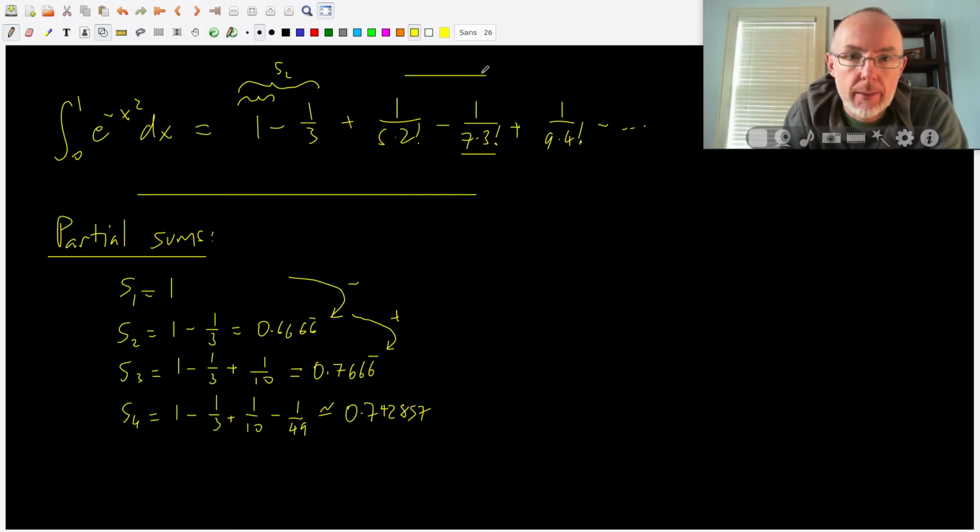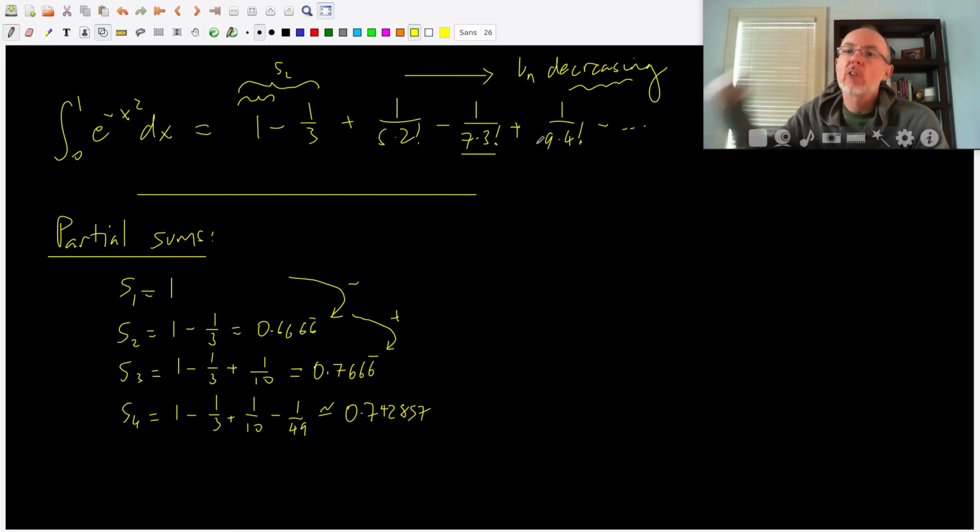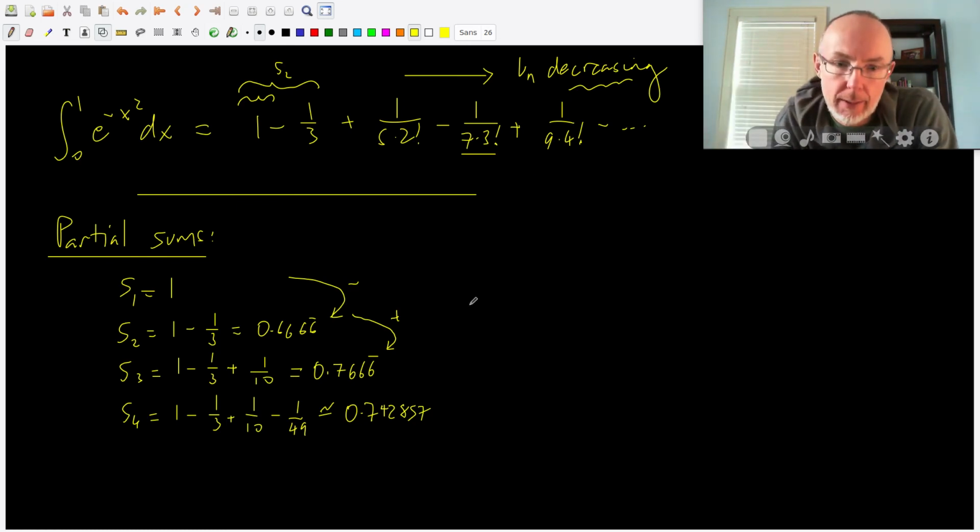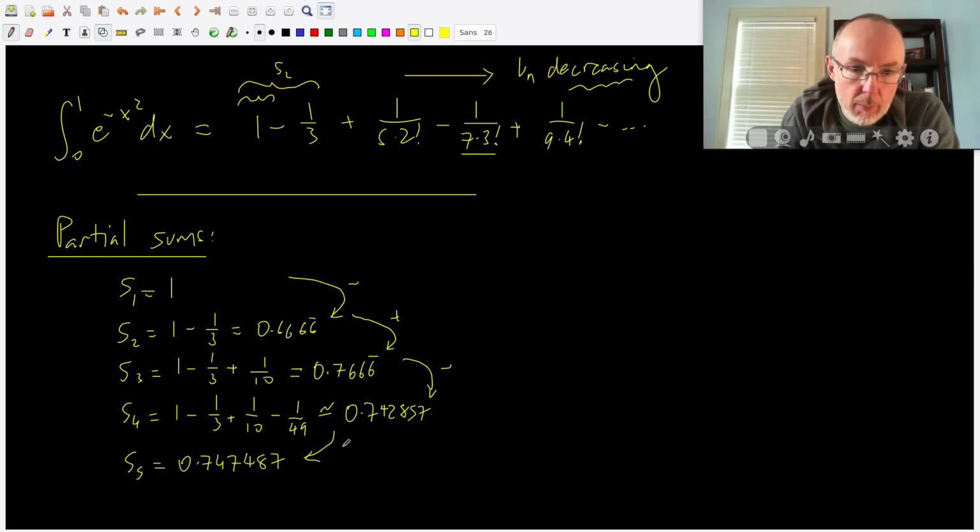Because if this alternating series converges, we know that the b sub n is a decreasing series. So the thing we're adding or subtracting is getting smaller as we go along. And it has to converge to 0. That's the requirement of the alternating series test. So then this is 0.766, but then we're going to subtract something. So it's down to 0.74 something. If we look at the fifth partial sum, we're going to add the next term on, and it's going to jump back up to 0.747, and so on.